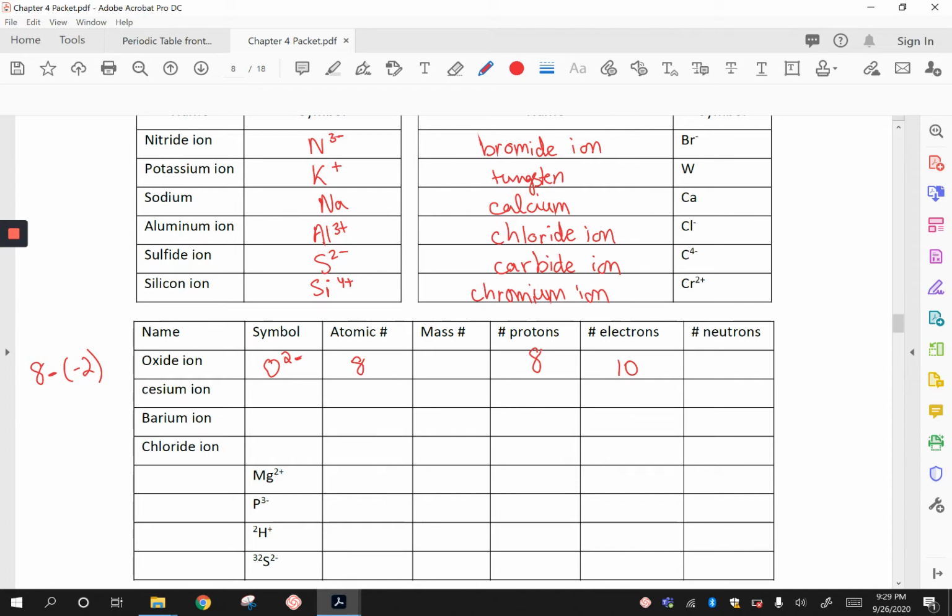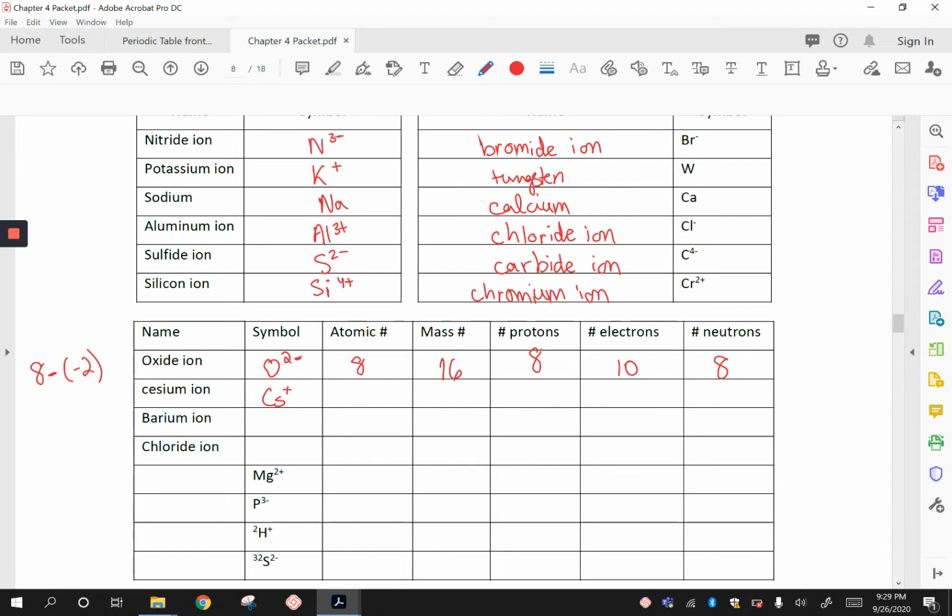Mass number for oxide, you check oxygen on the periodic table. Mass number is 16, and so 16 minus 8, that gives you 8 neutrons. Let's try cesium ion. So cesium is in group 1, so what charge does it become? +1.